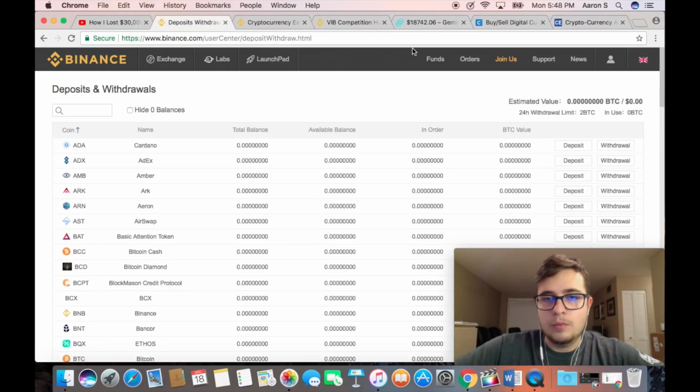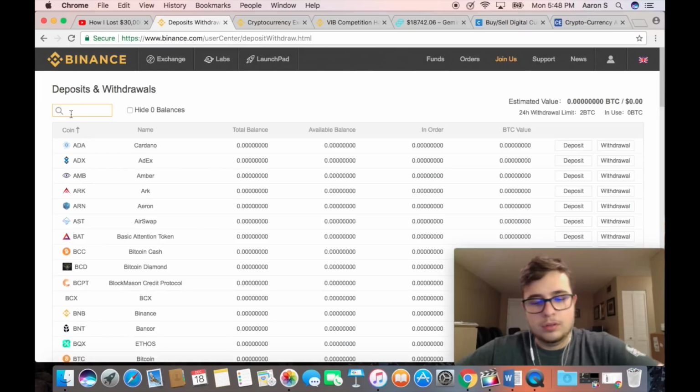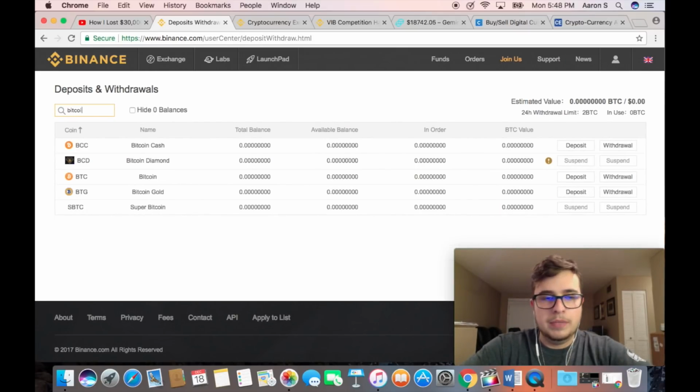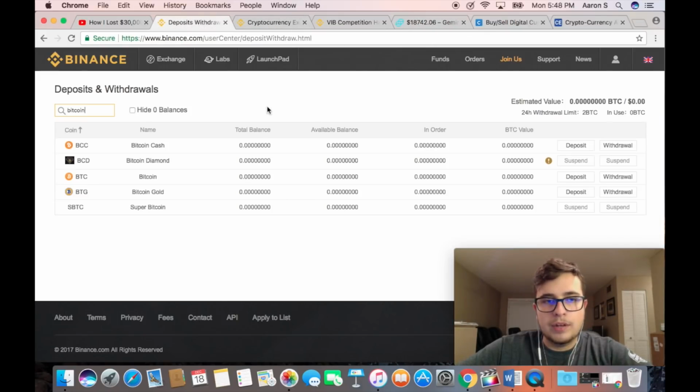So yeah, once you have your money on here, you click withdraw from the Gemini exchange or Coinbase exchange, and then let's say you have Bitcoin on either one of these or Ethereum, it's either one or the other. You go to Bitcoin on Binance, and then of course once you've pressed withdraw, there'll be a withdraw button on Gemini. It will ask you for an address.